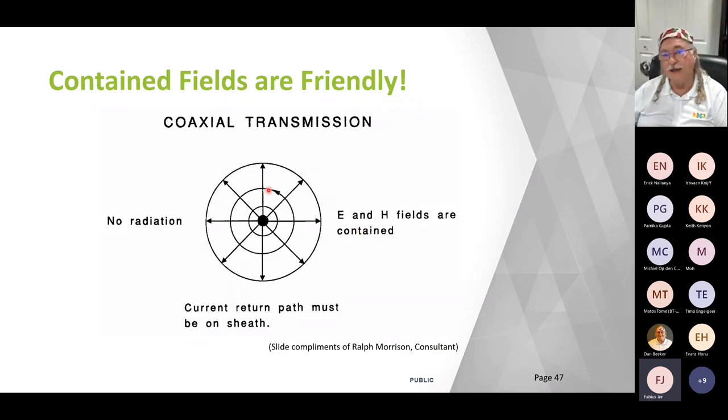Same thing in a coaxial cable. It works because you've got a conductor on the outside, the shield, and a center conductor, and the field is inside of that space between the outer surface of the inner conductor and the inner surface of the shield.